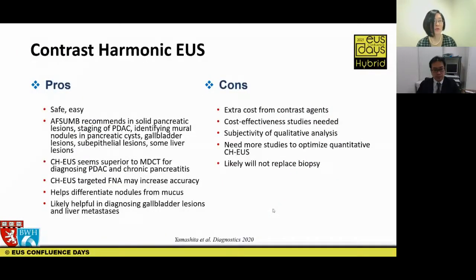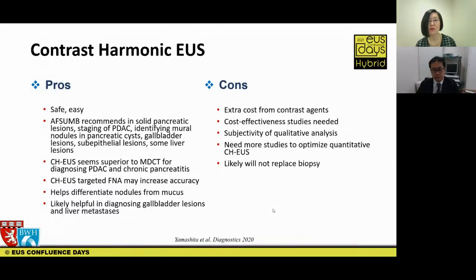So the pros of contrast harmonic EUS are that it's safe and easy. The AFSUMB recommends its use in solid pancreatic lesions, staging, identifying mural nodules, gallbladder lesions, subepithelial lesions, and some liver lesions. It certainly seems better than multi-detector CT for diagnosing pancreatic cancer and chronic pancreatitis. It may increase accuracy by helping you to target your biopsy better.